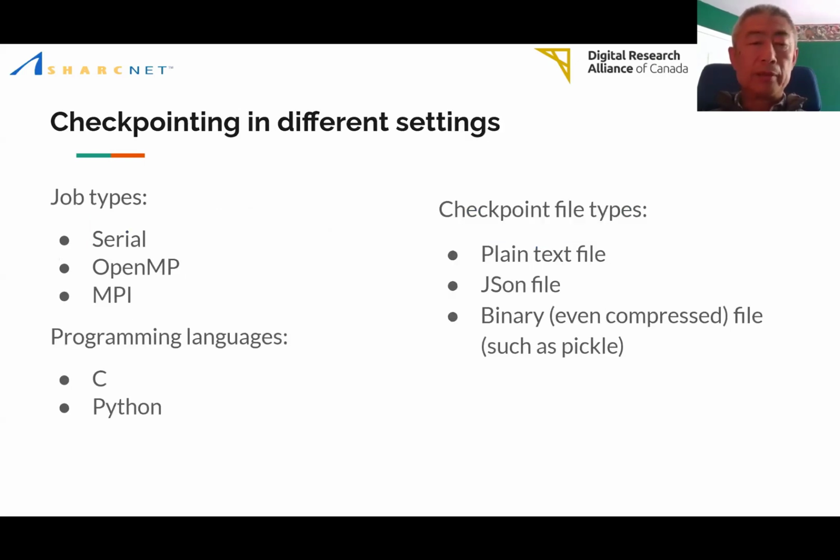We're going to cover using checkpoints in different scenarios, like serial job, OpenMP and MPI. You can see the example. One example is written in C, the other in Python. We also demonstrate what the file type of the checkpoints could be, either text file or binary. I will show those very soon.